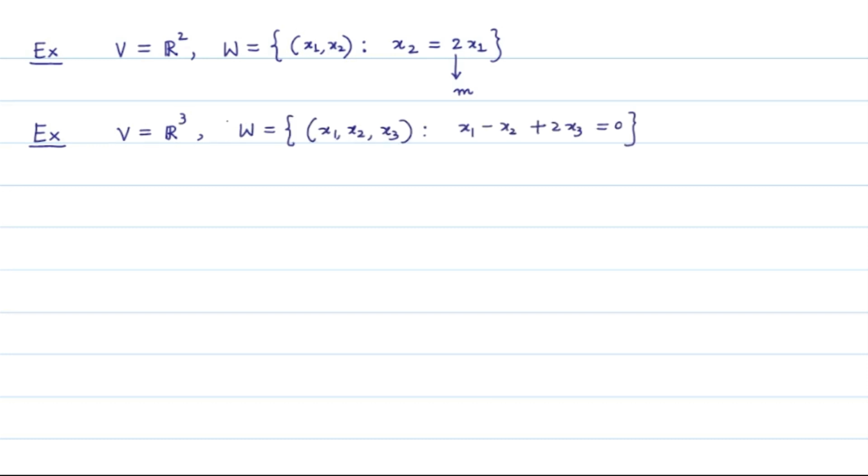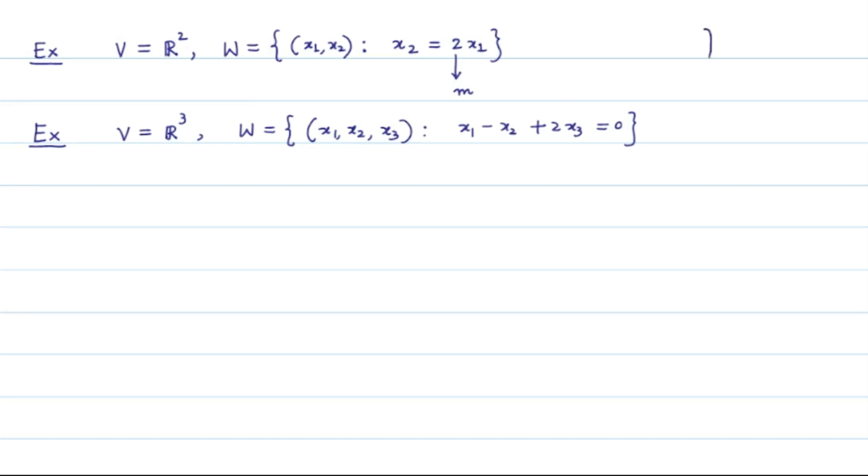Notice that if we consider capital V to be the R2 plane and capital W as the set of all vectors (x1, x2) that lie on a line passing through the origin, let's suppose x2 is equal to 2x1. In fact, you consider any constant m, then this W can be shown to be a subspace of the vector space capital V. As an example of a subspace of the three-dimensional Euclidean space, we can show that the set of all elements in capital W forms a subspace of the vector space capital V.